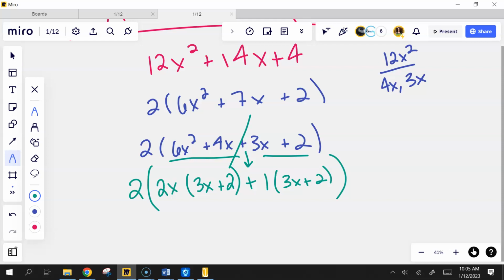Now what? Factor out the binomial. Factor out that chunk that's in parentheses. So I've got a 2 out front, and what is that chunk? It's the same. Now, if your chunk you're pulling out doesn't look exactly the same, then you've done something wrong. But because mine does, I can take it out. That's gone. Charlie, what's left?